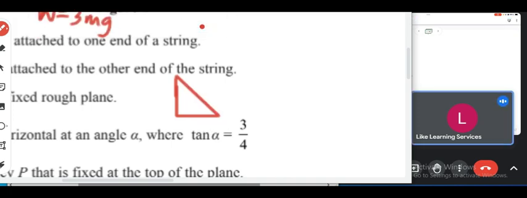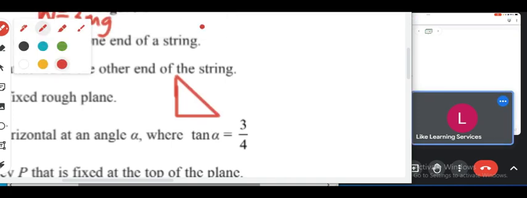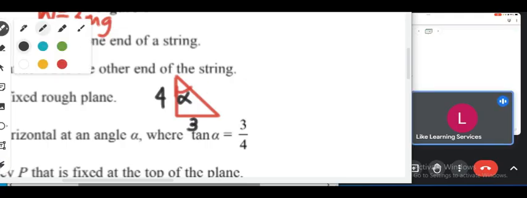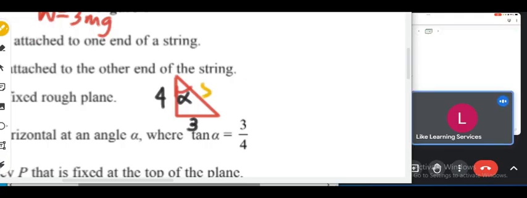If this is alpha, tan alpha is opposite over adjacent, right? So this is 3, this is 4. Trigonometry, Pythagoras triple, here has to be 5, right? Yes. By Pythagoras triple, the hypotenuse has to be 5.